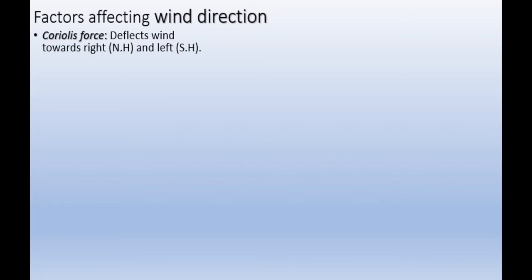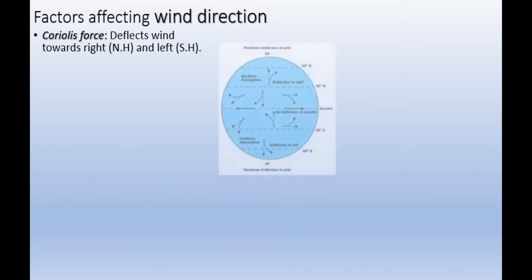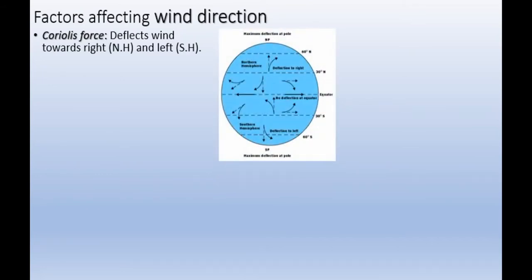Here you can see one other factor, the Coriolis effect, which deflects the wind towards the right in the northern hemisphere and left in the southern hemisphere. It is also known as Ferrel's law. You already know these points, that's why I didn't explain Ferrel's law again, as I have told you many times. The Coriolis force is another factor that changes the direction of the wind.